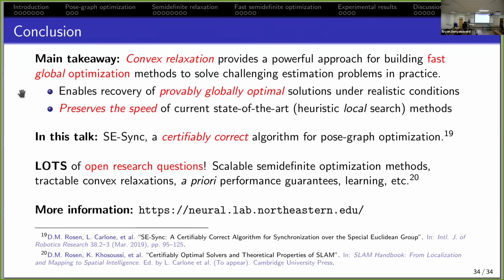So to conclude then, convex relaxation is great. Polynomial optimization is great. You should definitely try it out.